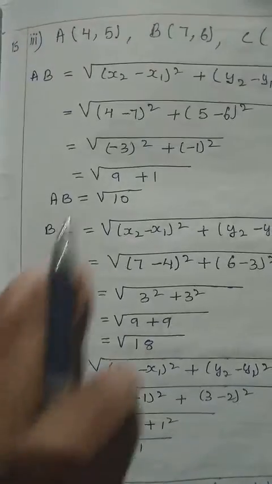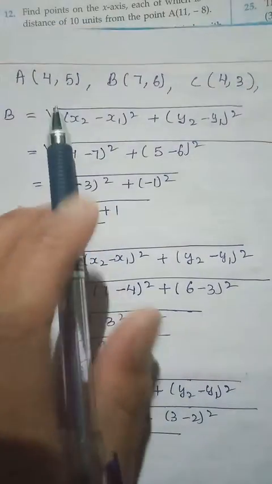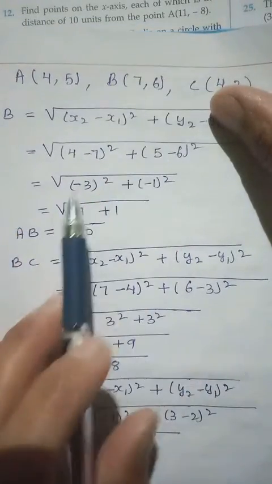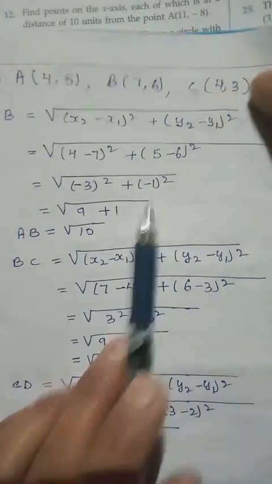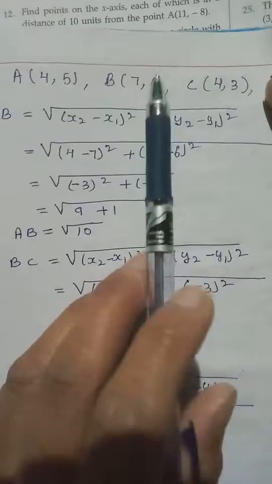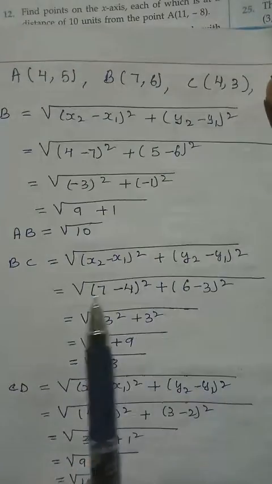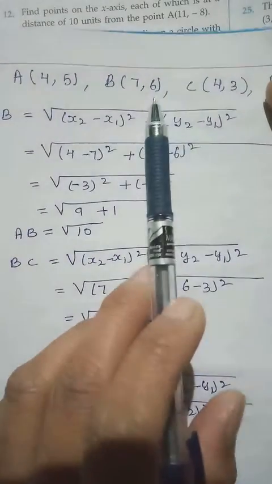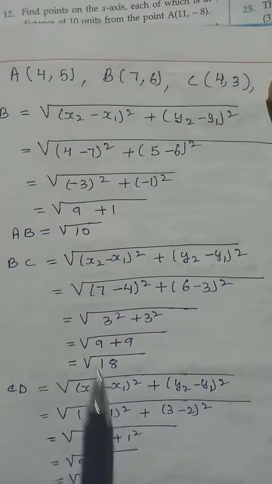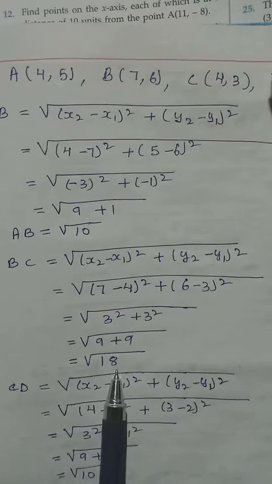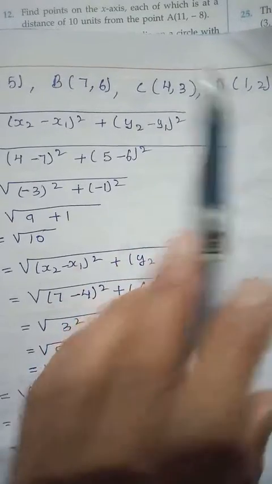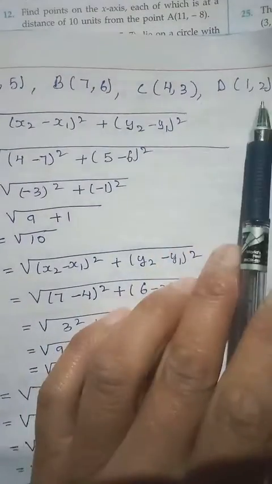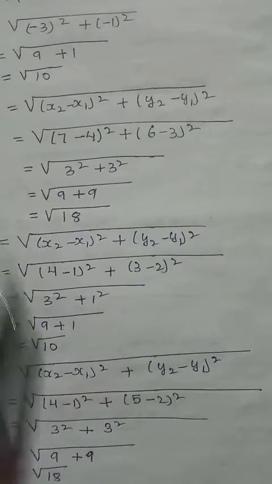Number 3 also you test the same way. You have 4 with 7, so we get minus 3. 5 with 6, we get 1. So we have 10. 7 with 4, 3, right? Then 6 minus 3, 3 again. So here, square them, we get 18. Then you have 4 and 1. 4 minus 1 will be 3. 3 minus 2, 1. We square them and add, so we get 10.